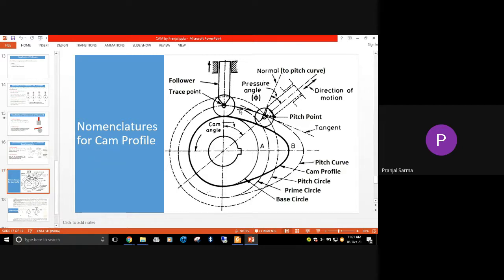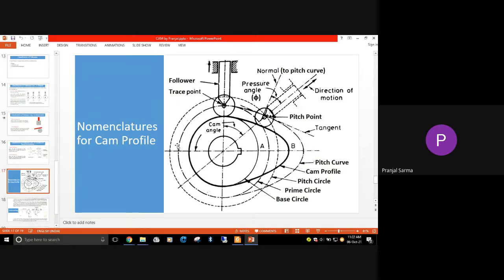For drawing that pitch curve, we use the kinematic inversion concept. That means we assume the follower is rotating around the cam. In the normal case, the cam is rotating and the follower gets its movement from the cam. Now this is a hypothetical concept for getting the pitch curve. We assume the cam is stationary, and the follower rotates around the cam, and in that case you get the pitch curve. This is the pitch curve.